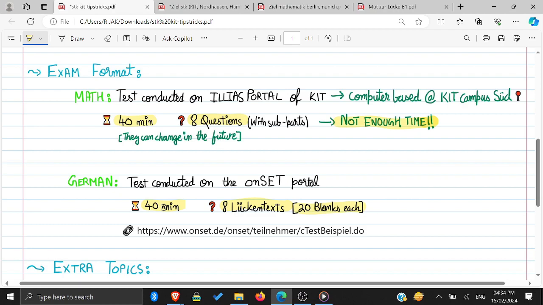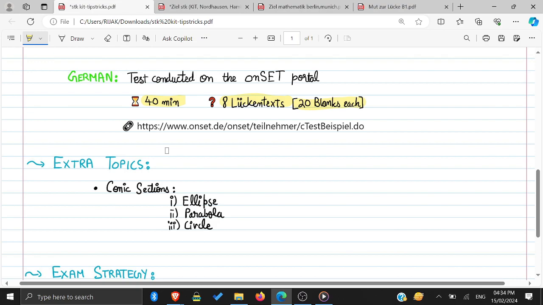Here's the Beispieltest. Make sure to have a look. This I really recommend. Now, the extra topics which are not mentioned anywhere, not in Zeal, nowhere to be found in the Beispielaufgaben, but you can definitely try and learn about conic sections, specifically the ellipse and the circle.